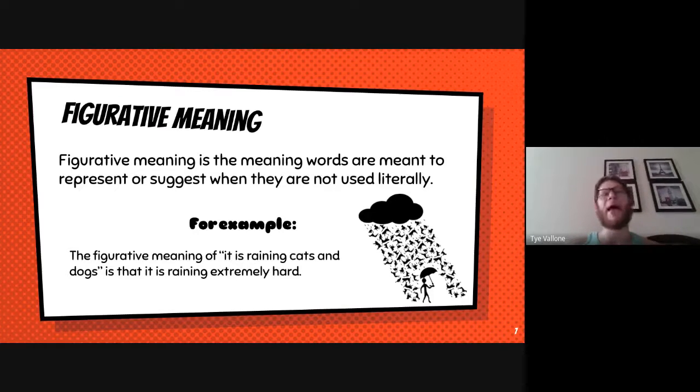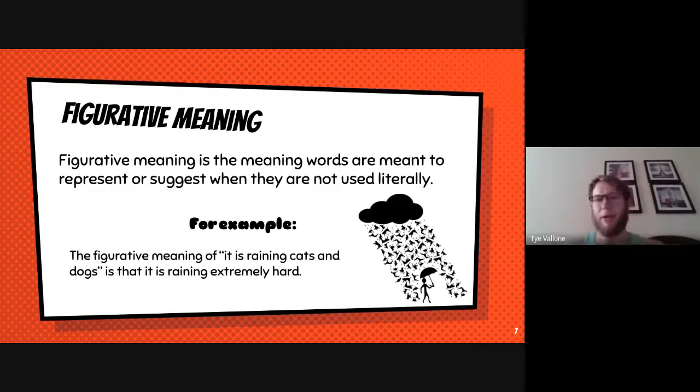Or if I say this bag weighs 1,000 pounds, it doesn't literally weigh 1,000 pounds. We wouldn't be able to lift it. I'm trying to convey that it's super heavy. So our figurative meaning is when we have words that mean something other than what they literally are saying. So figurative, it puts a figure or puts a picture in our head. So when I say it's raining cats and dogs, I'm able to picture in my brain, oh, it must be raining really heavy.